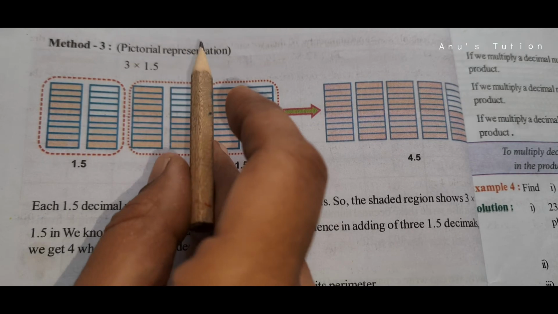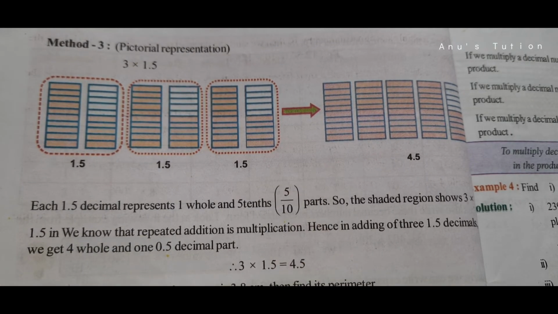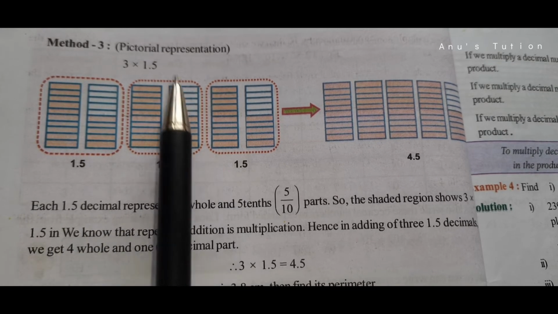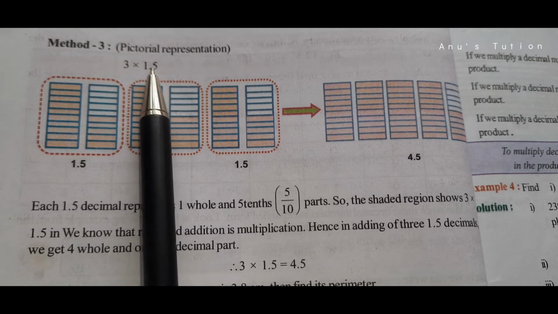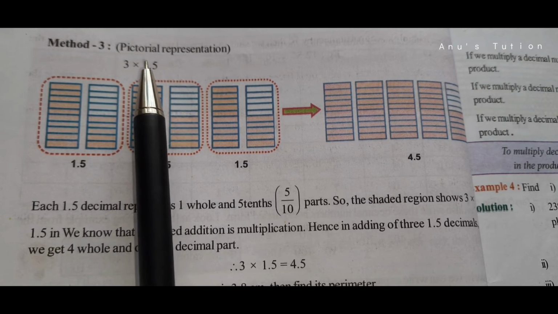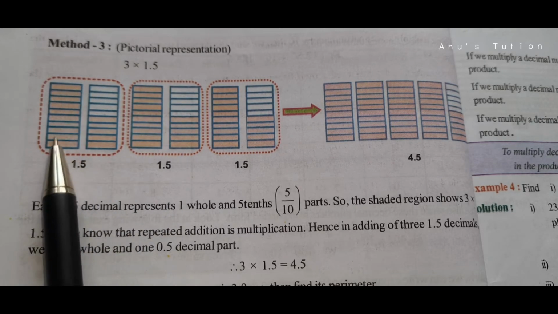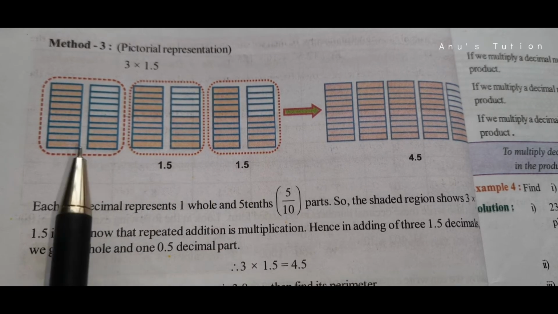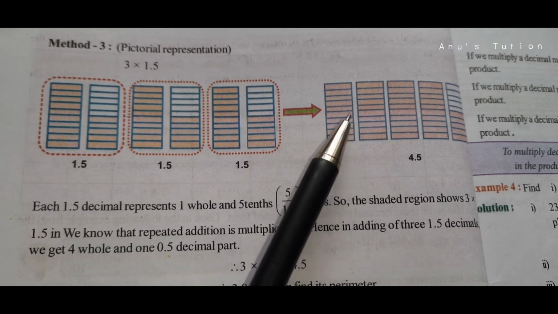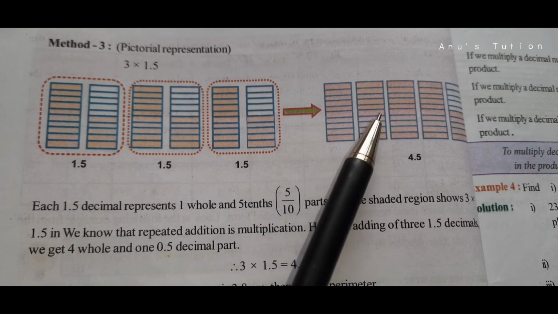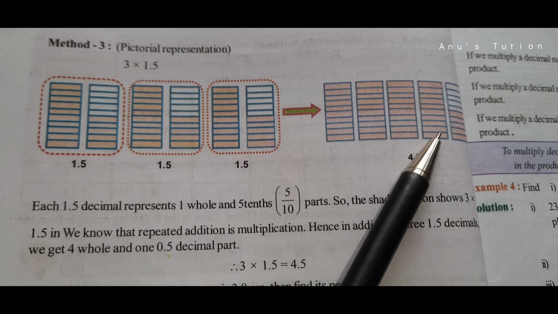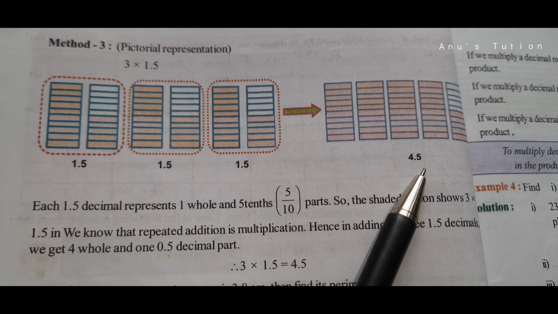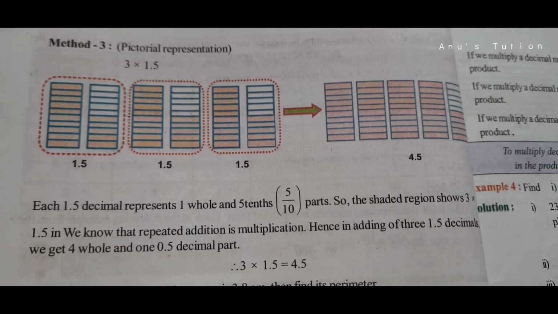Next, method 3, pictorial representation. Okay, pictorial representation. 3 into 1.5. Here are 3 boxes, 1, 2, 3, and we have to picture 1.5. Here is the 1, here is the 0.5, 1.5. Okay, 3 boxes, 3 into 1.5, 3 times. Then we will get 1, 2, 3, and the halves: half plus half equals 1, and half means 1, 2, 3, 4.5. In this way also we can find the multiplication of decimals.